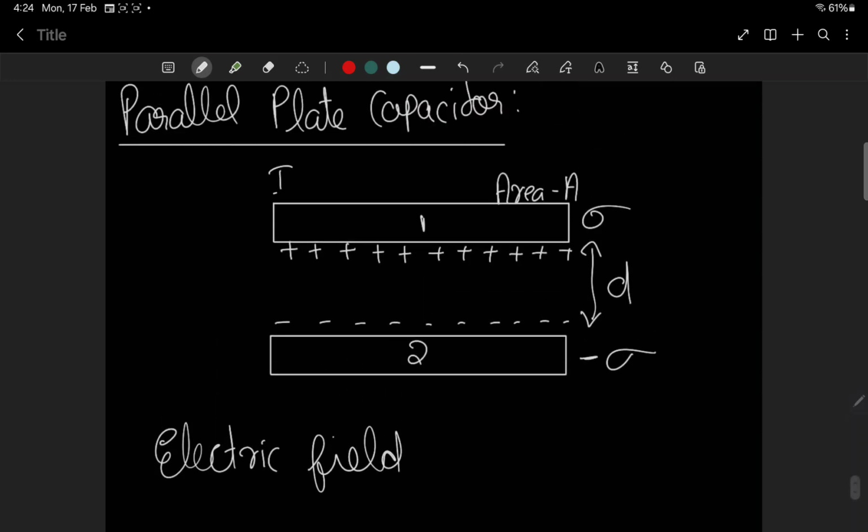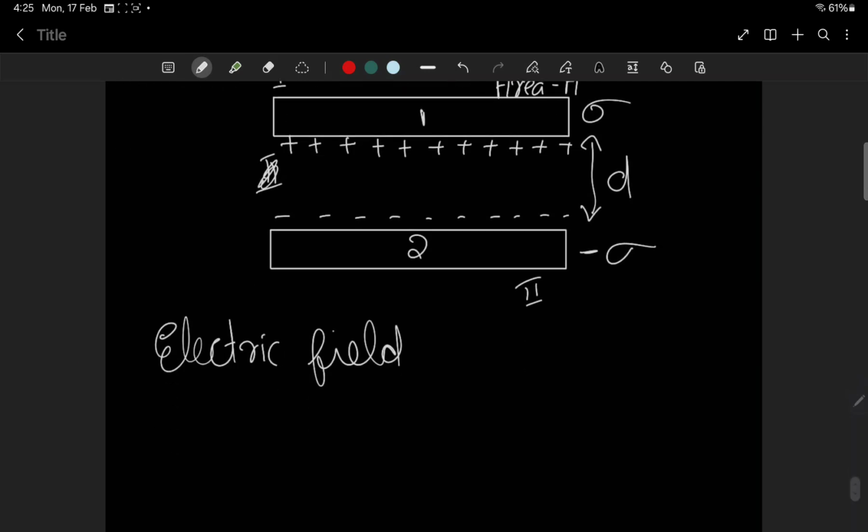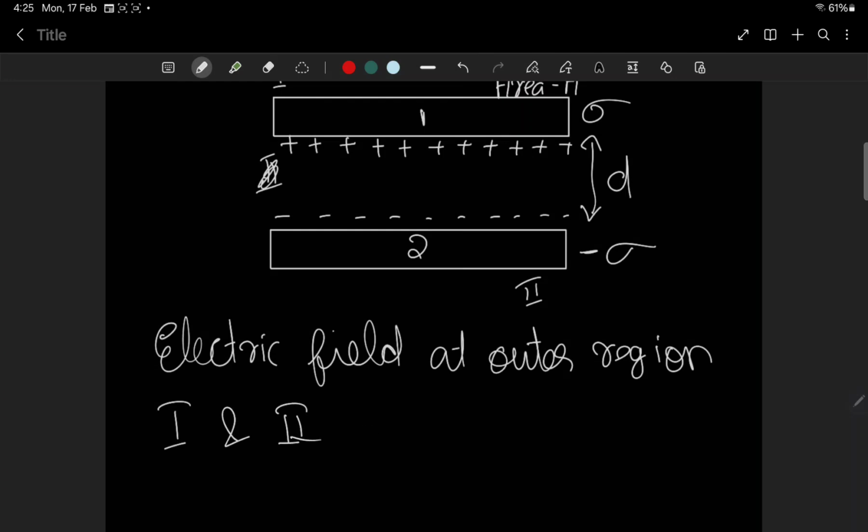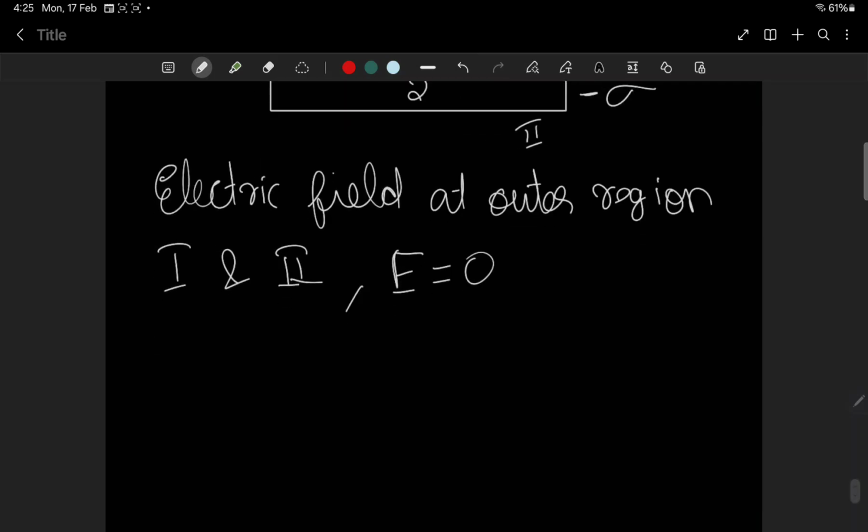I'll just name it. This is 1, this is 2. Electric fields at the outer region, 1 and 2, E is equal to 0. It's 0.